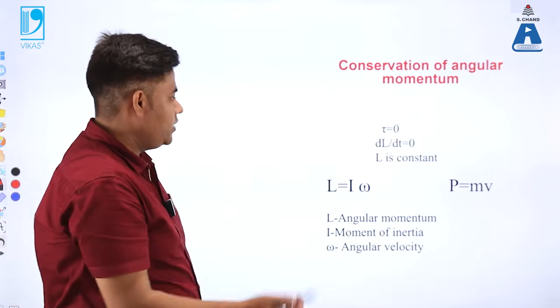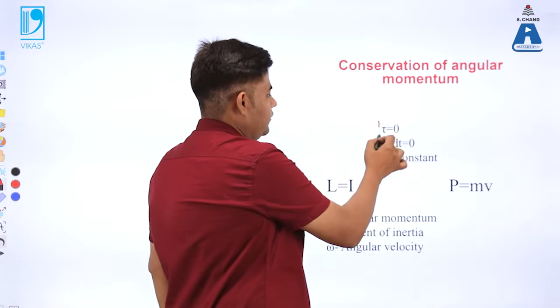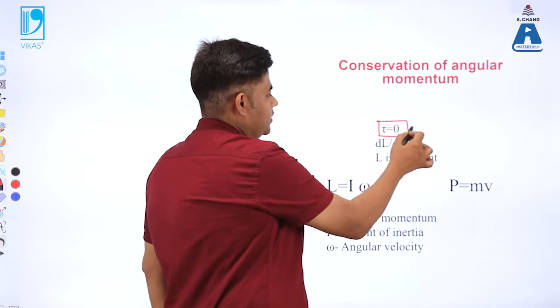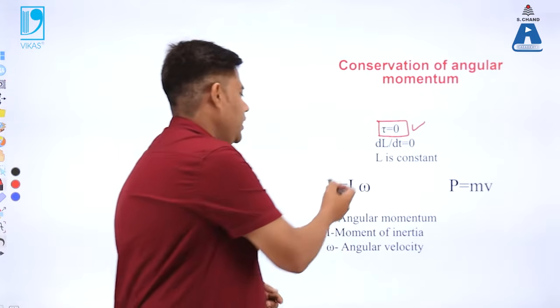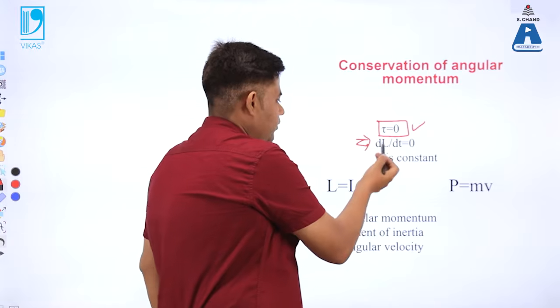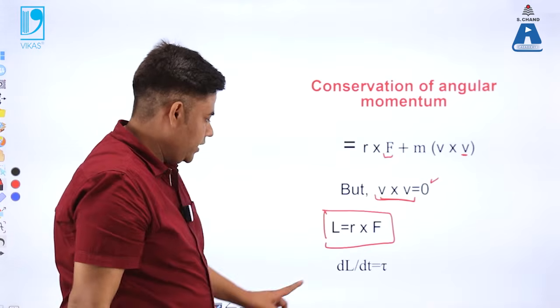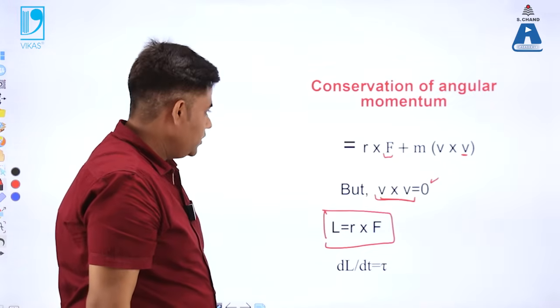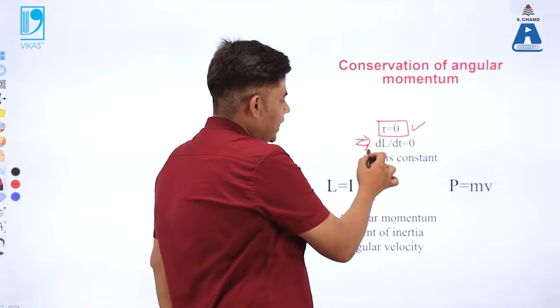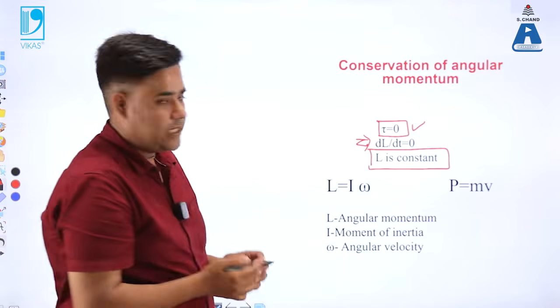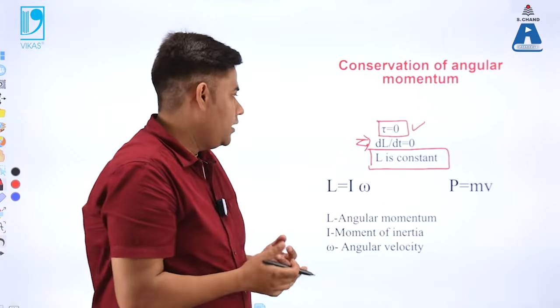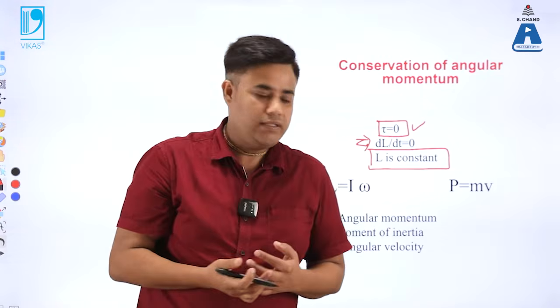Initially I told you that when the externally applied torque is 0, then the angular momentum is conserved. It means that when tau is 0, dL by dt is also 0. So when I integrate it, I will get L as a constant value. L is constant, that means angular momentum remains conserved when the externally applied torque is 0.